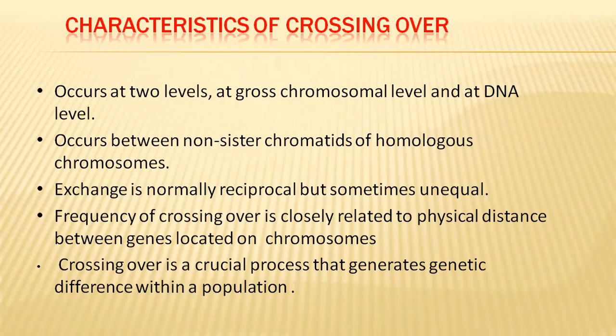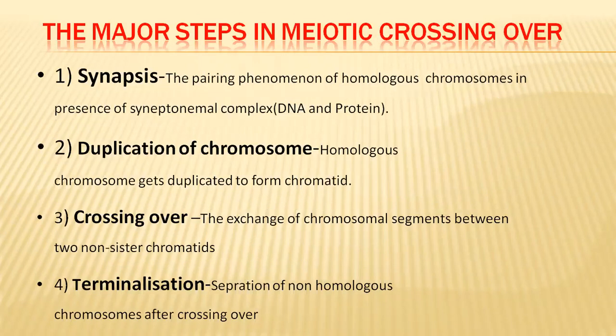And crossing over is a crucial process in bringing up genetic differences within the populations. Due to these genetic differences only, evolution will work in nature. And there are four major steps in this crossing over, and they are synapsis, duplication of chromosomes, third one is crossing over, fourth one is terminalization.